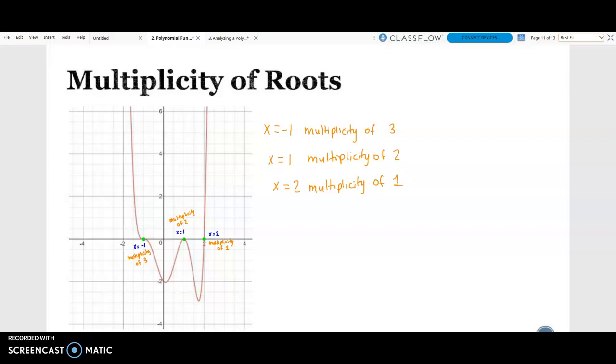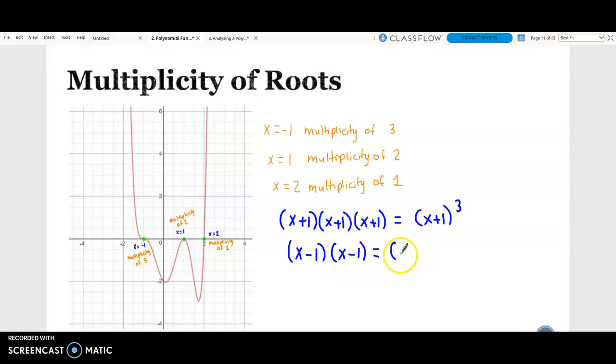If you were to write this polynomial function, x equals -1 means the root would be x plus 1. But since it has a multiplicity of 3, that means there's 3 of these, and you could just write it as x plus 1 cubed. If x is equal to 1, then the factor is x minus 1. And it has a multiplicity of 2, so there's 2 of these. That means it's just x minus 1 squared.